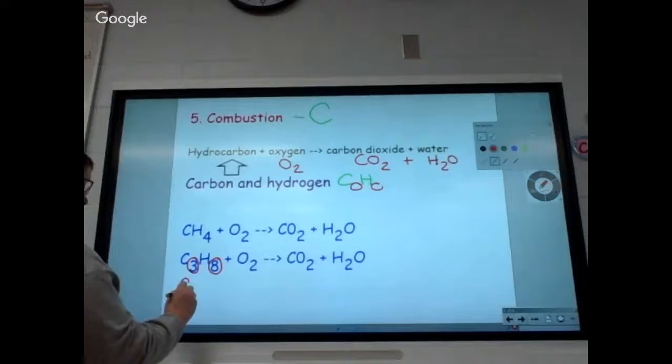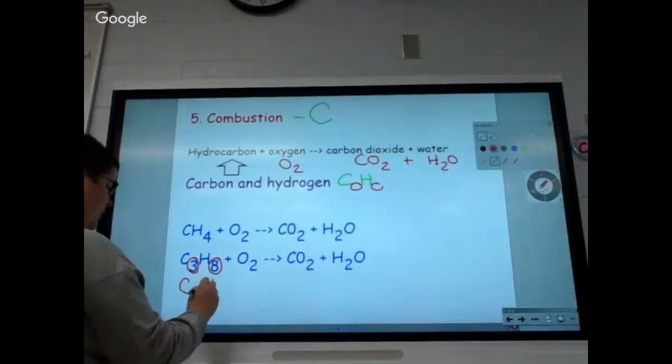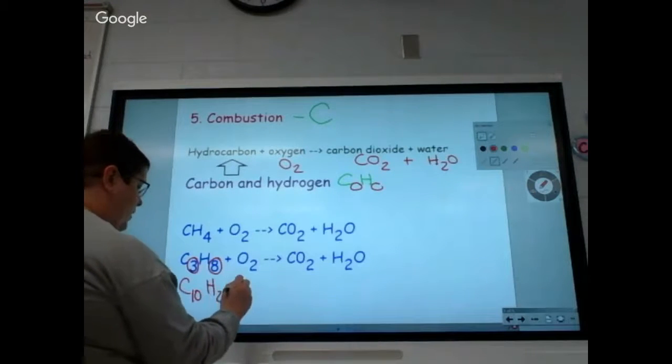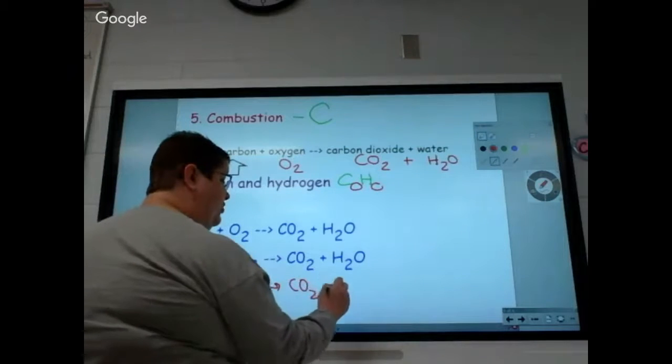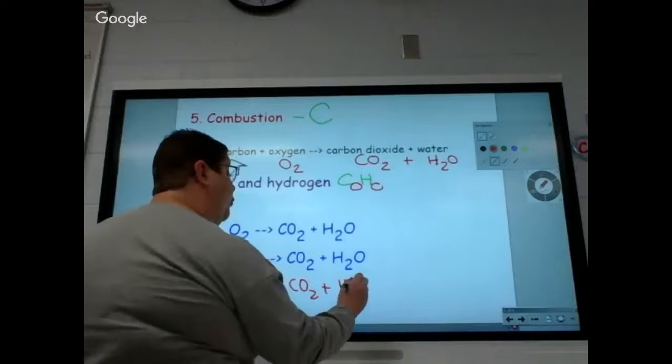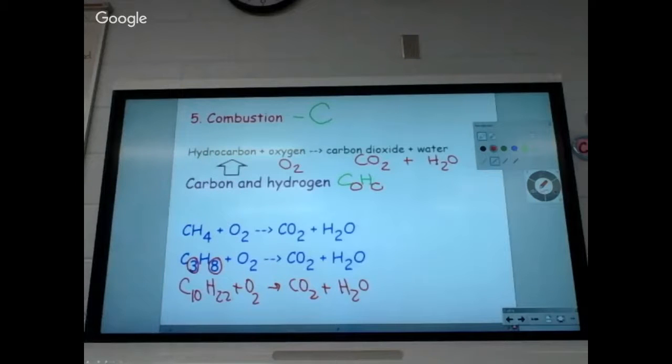So if I wrote C10H22 plus O2 goes to CO2 plus water, would you tell me that's combustion or no? Yes. You should. Just because I made these numbers a little larger doesn't mean it's not combustion. Okay, it's still combustion.